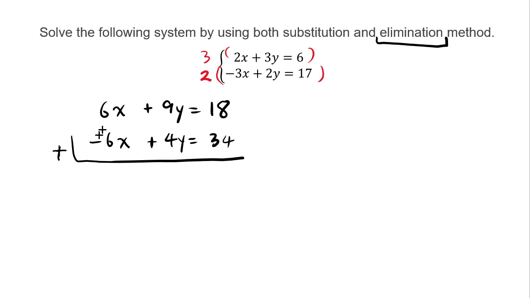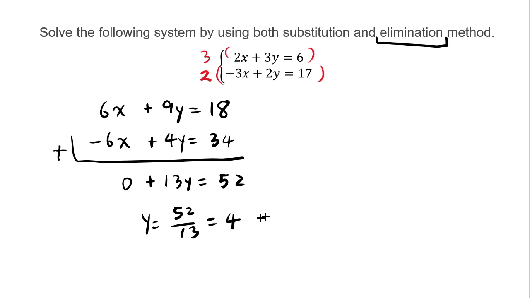And your goal is to get rid of one of the variables. 6x minus 6x they cancel, so you just get 0. 9 plus 4 is 13. 18 plus 34 is 52. So y is equal to 52 divided by 13. But notice that 3 times 4 is 12, 1 times 4 is 4, so 13 times 4 is 52. So this actually becomes 4.